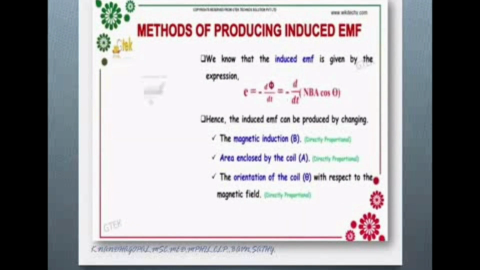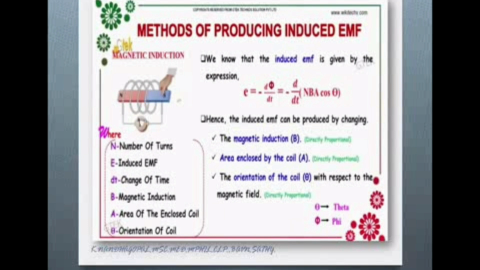The induced EMF is given by the expression E equals minus d by dt of NBA cos theta, where B is the magnetic induction, A is the area, and theta is the angle. So you can change any one thing: the magnetic induction, the area enclosed by the coil, or the orientation of the coil. You can produce the induced EMF E.